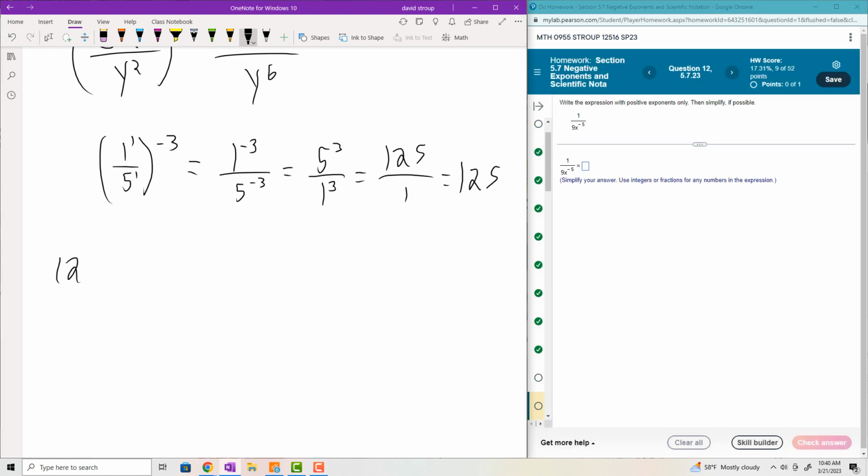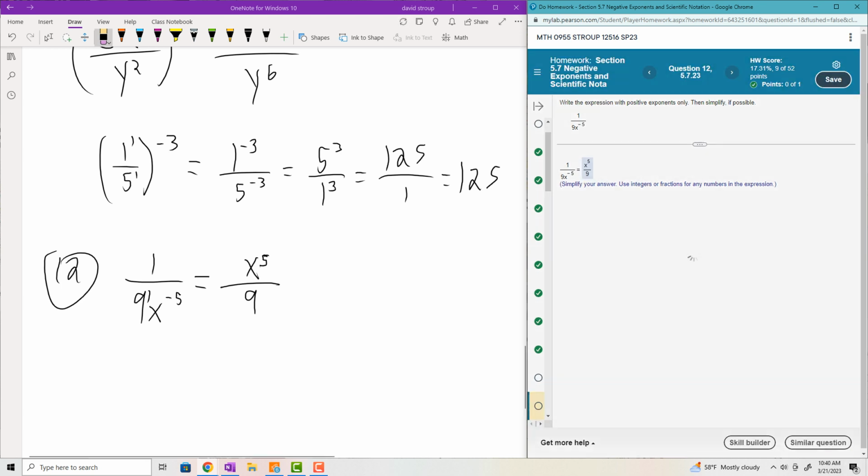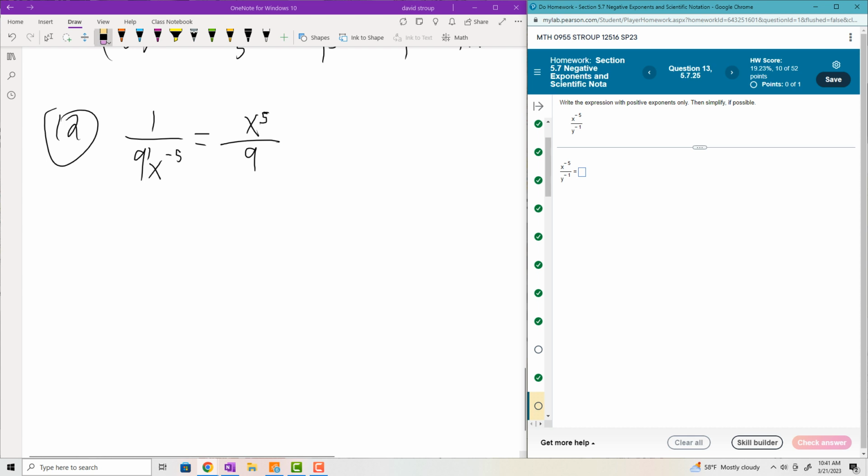And more of the same. Here you're again kind of worried about where the base is located. So in the denominator, the exponent on the 9 is 1, and the exponent on the x is negative 5. So you leave the 9 where it is, and you're going to move the x to the negative 5 upstairs. I mean, literally, in the upstairs, it's 1 times x to the negative 5, x to the positive 5 now, all over 9. But you don't need the 1, right? So you just write x to the 5 over 9.